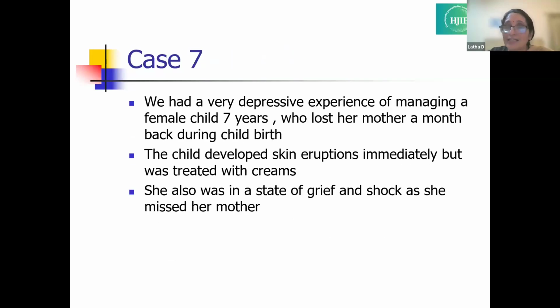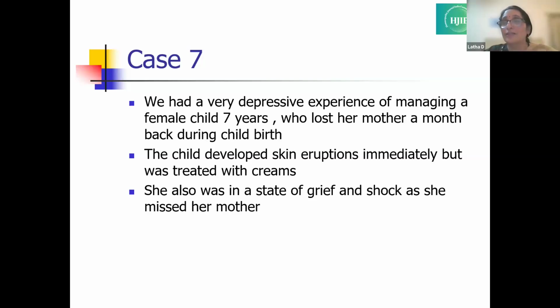A very interesting case. A child of 7 years lost her mother to a COVID infection during childbirth. The mother was in labor and she was also infected and very badly distressed, and she died on the table, and they could save the baby. But the older child who had come to us was in a state of grief.